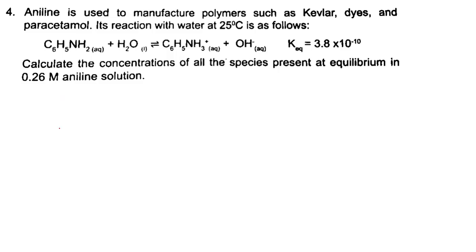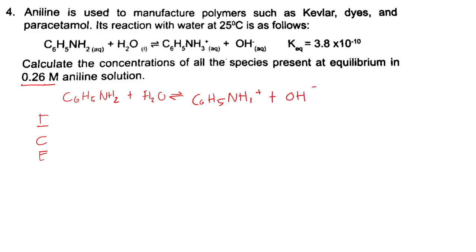So before we do the expression, let us first create an ICE table. Again, that's initial, change, and then equilibrium. So here the reaction is C6H5NH2 plus H2O, C6H5NH3 plus OH minus. So here we have the initial concentration of this one, so it's equal to 0.26 molar. And then here we're asked to determine the other parts of the table.